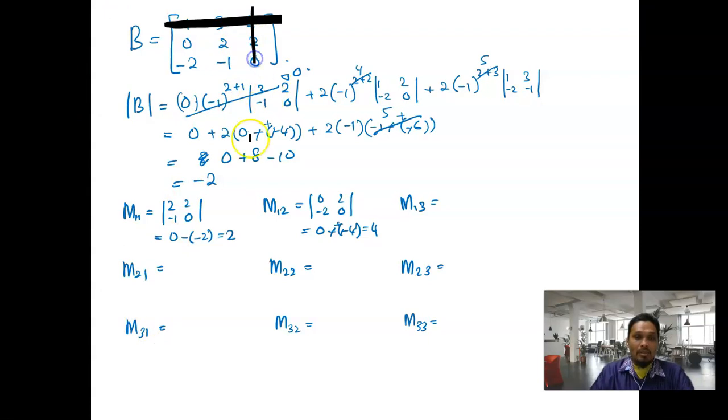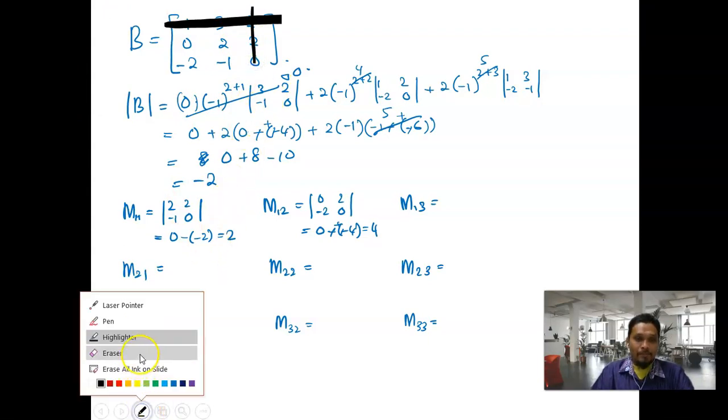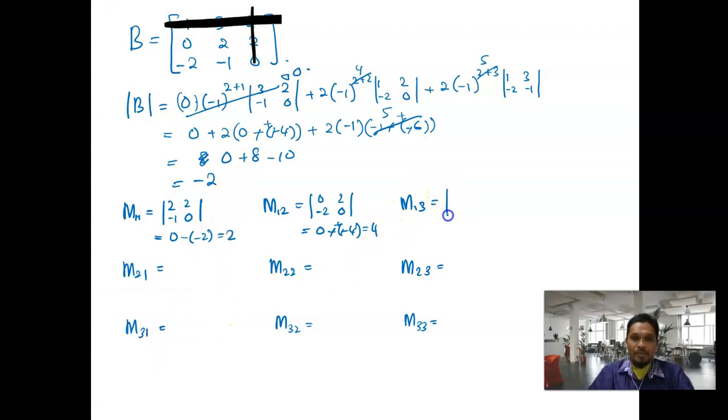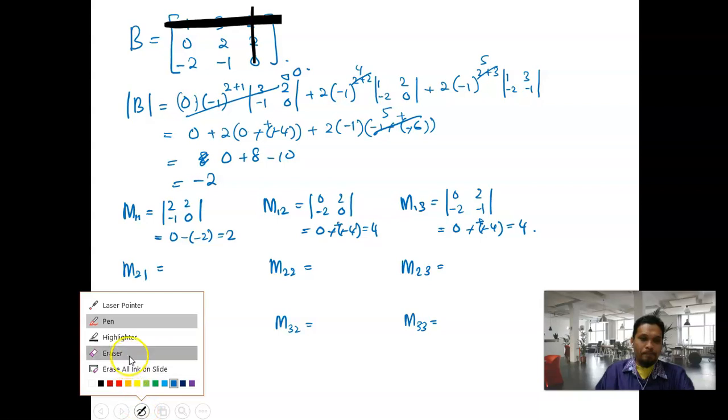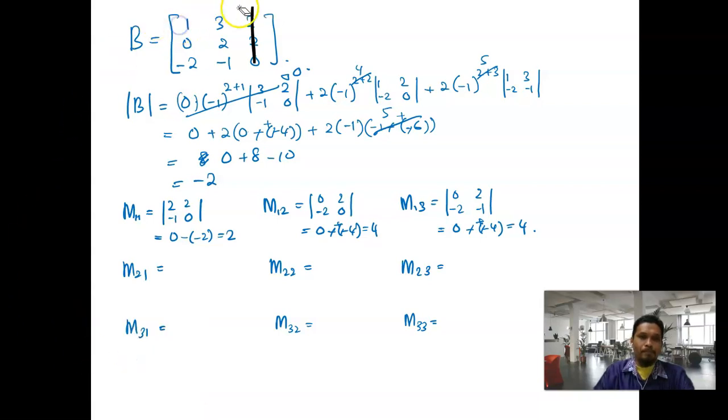hide the element in row 3. So what we have here right now, we have 0, 2, negative 2, negative 1. Negative 0 times negative 1 equals 0 minus 2 times negative 2 equal to negative 4. So 0 plus 4 equal to 4. Okay.